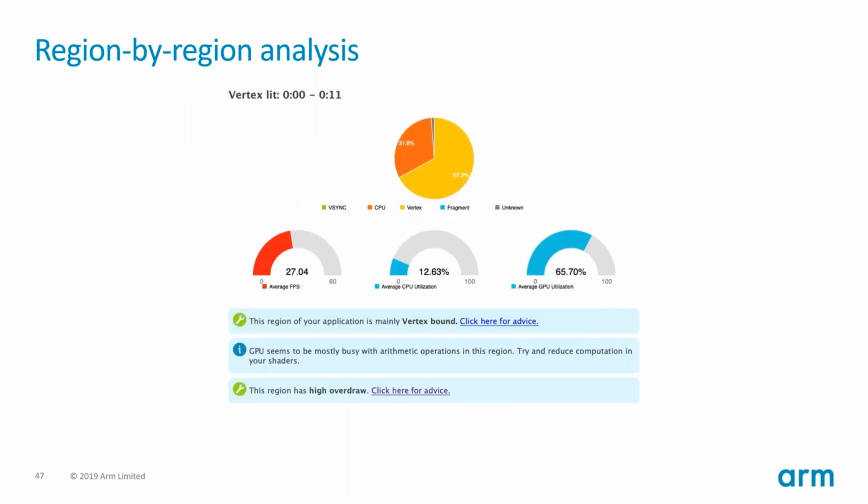Then for each region that we identify, we do a similar breakdown. What's the average FPS? What's the average utilizations of the CPU and the GPU? And if we identify a problem, provide some links back to advice where you can go and find out more information.